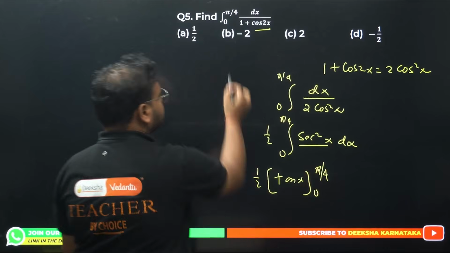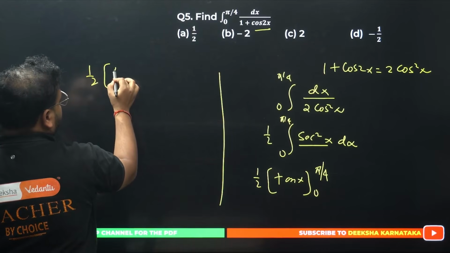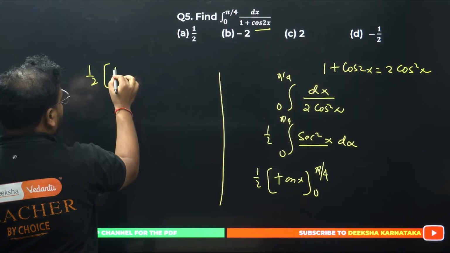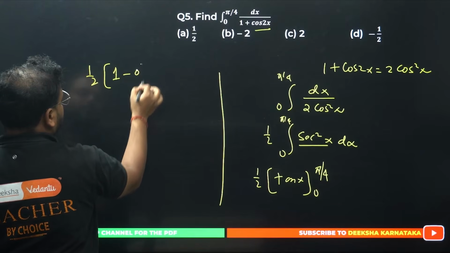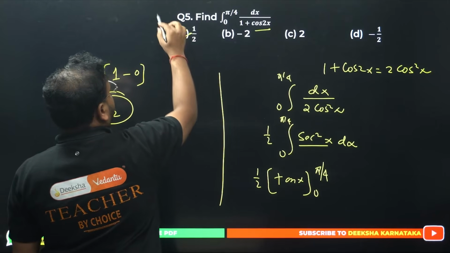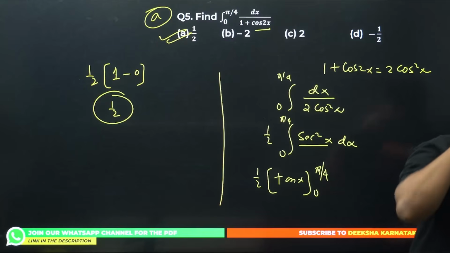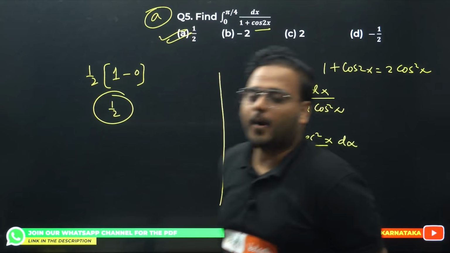Superb. Here I'm getting 1 by 2 times tan of pi by 4, which is 1, minus tan 0, which is 0. So I get the answer as 1 by 2. Option A is correct. Fifth one, option A is correct.